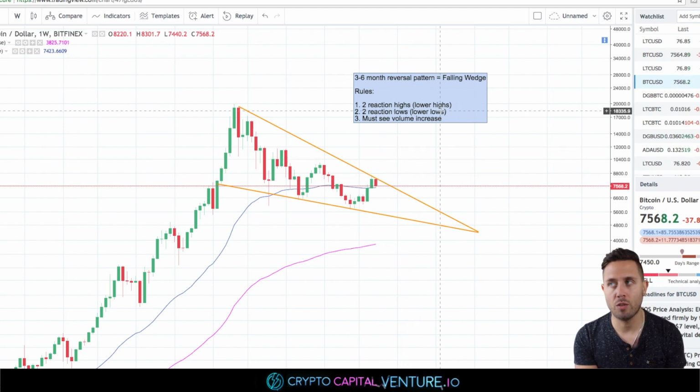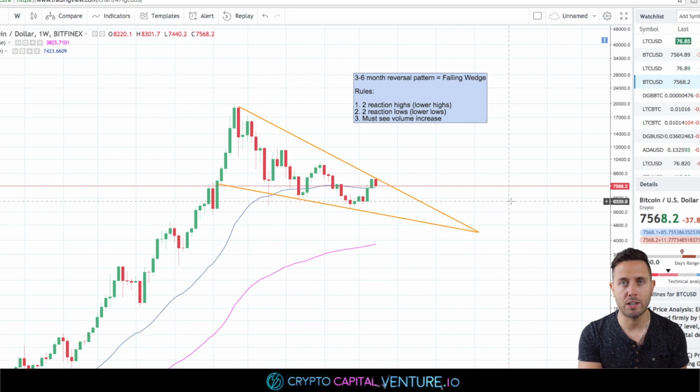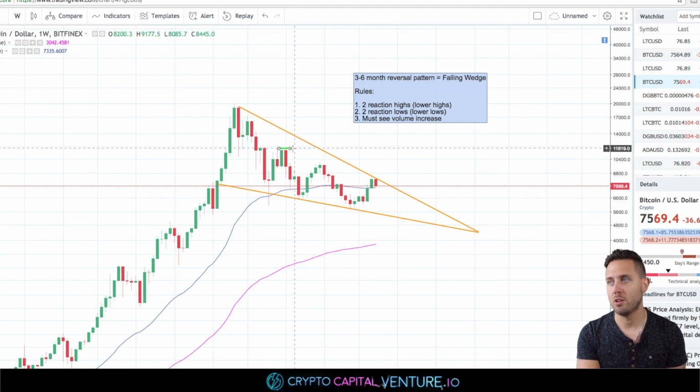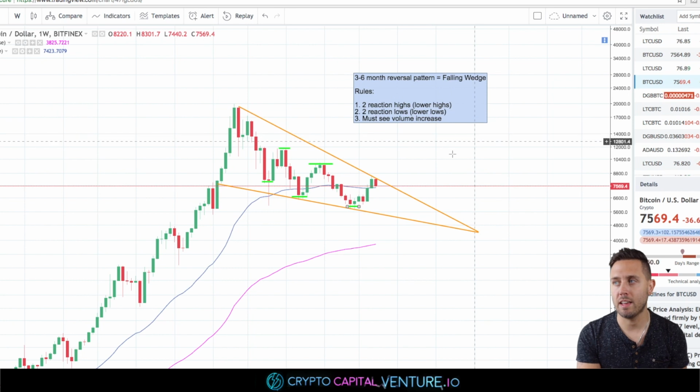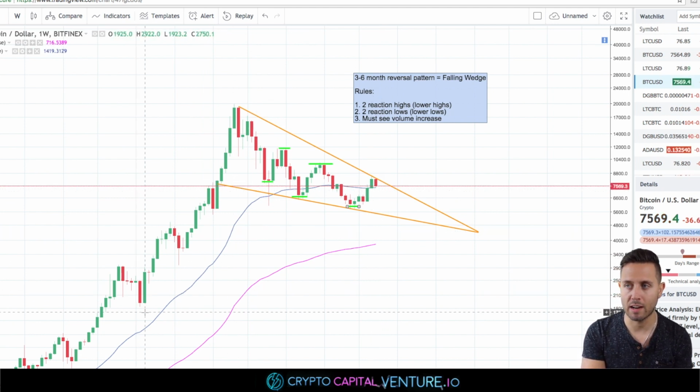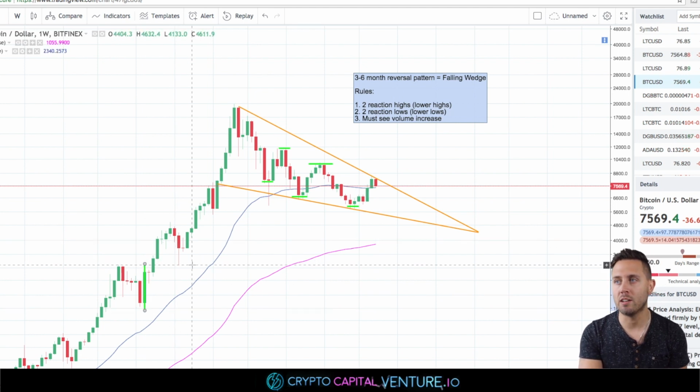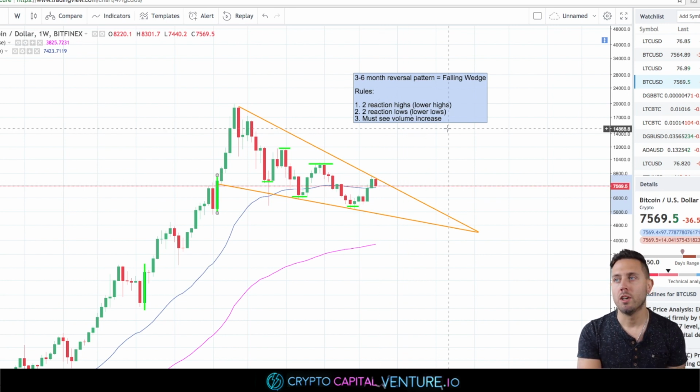So there are three main rules when looking at a falling wedge. Number one, you want to have two reaction highs, which Bitcoin has, obviously. You can look at 1, 2, and now we're actually in the middle of a third one. Two reaction lows, which obviously we have three reaction lows. And in terms of a breakout, what we have to see is volume. We have to see some powerful volume increase, like what you saw back here, and you see these weekly green candles. That's what we need in terms of breaking out. So falling wedge, very simple, typically a 3 to 6 month reversal pattern. So zoomed out on the weekly chart on Bitcoin, completely in play.